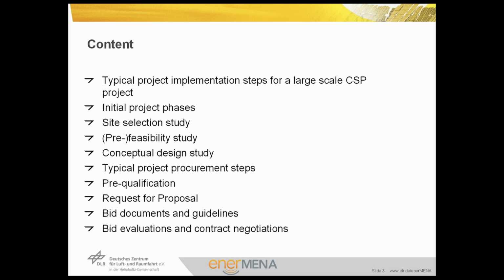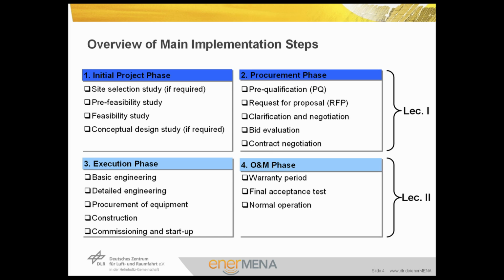So we start the first lecture on project implementation now, where we will have a closer look at the project initial phase and its subsection, site selection study, pre-feasibility study, conceptual design study. This lecture includes also the typical project procurement steps, pre-qualification, request for proposal or the RFP, bid documents and guidelines, and finally bid evaluations and contract negotiations. Here you can see an overview of the main implementation steps. As mentioned already, this lecture will cover the first two phases, initial project phase and the procurement phase.